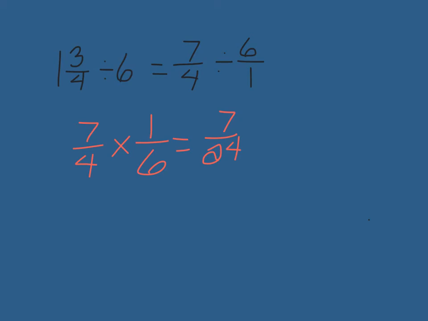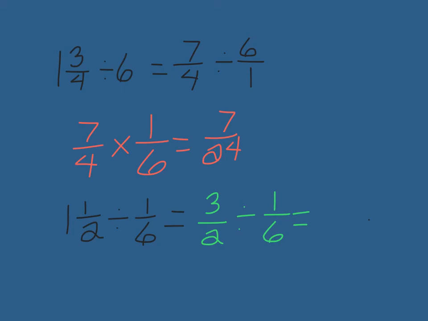Let's take a look at 1½ divided by 1/6. I want you to try that one on your own and then come back and check your work against mine. So I have 1½ which would equal 1 times 2 plus 1, that's 3/2 divided by the 1/6. I don't need to do anything to that.